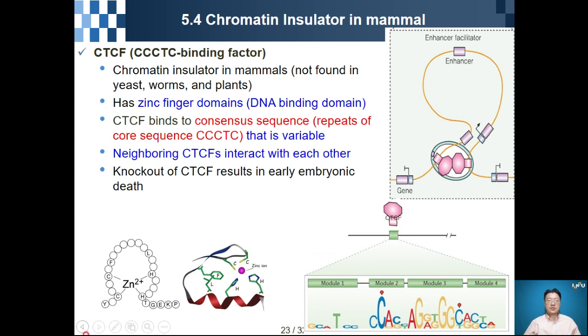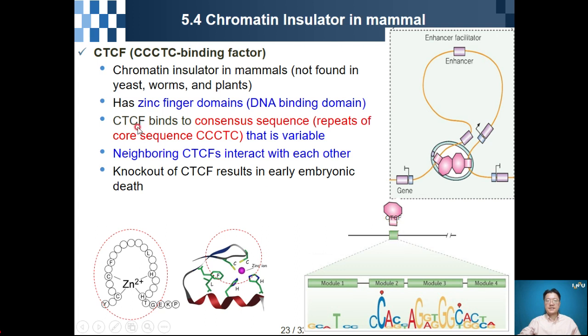So they have the zinc finger domain. This is the zinc finger domain, and this is zinc. This domain can bind to the DNA region. So that's why CTCF can bind.